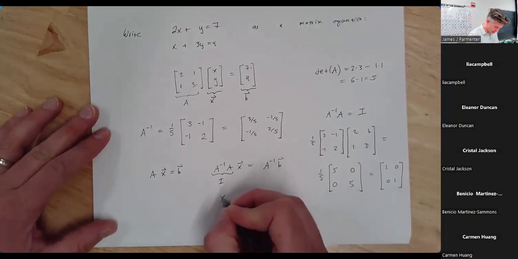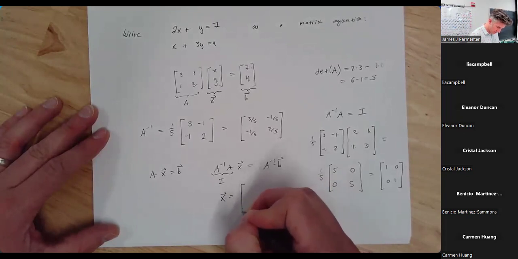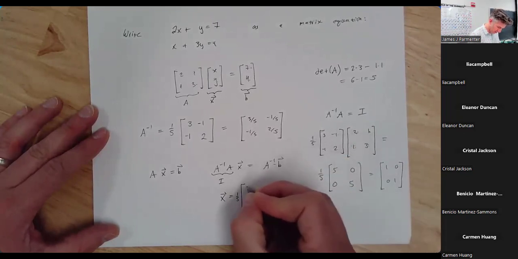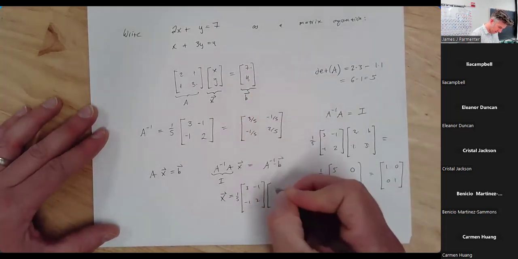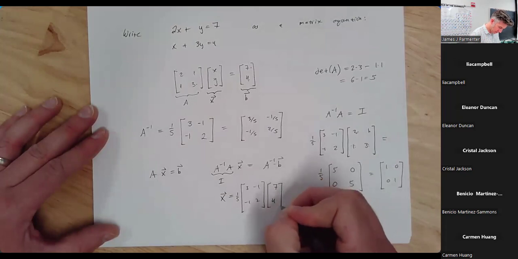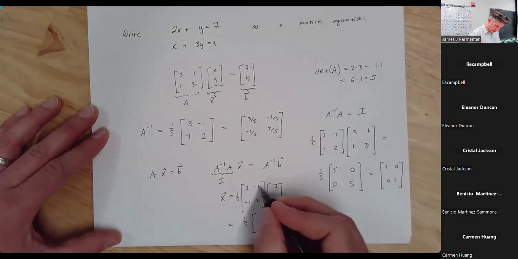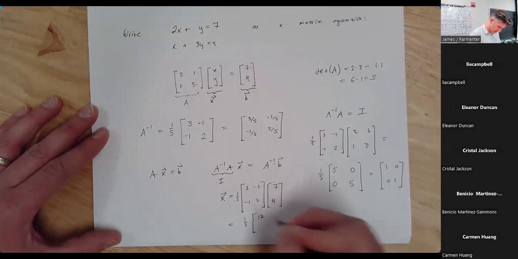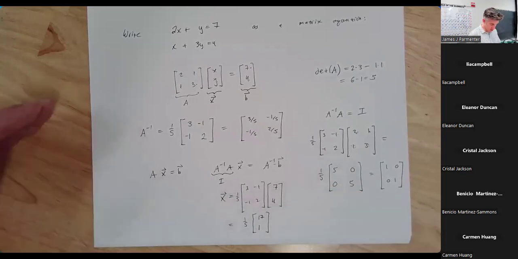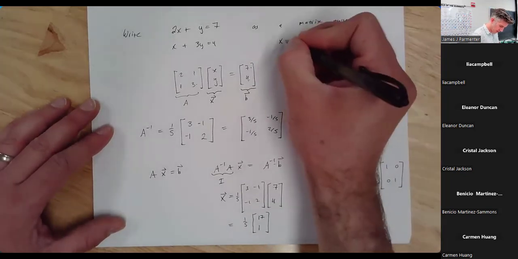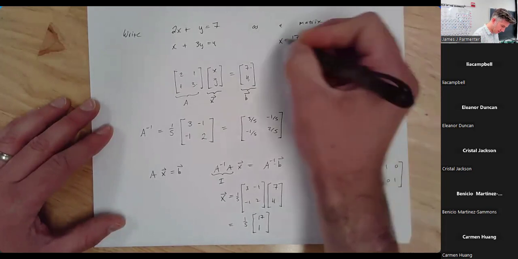So what this tells us is that the solution x is equal to A inverse, which is the matrix 1/5 times 3, -1, -1, 2, multiplied by whatever that vector b is, 7, 4. So we get 1/5 times 3 times 7 plus -1 times 4, which is 21 minus 4, so 17. And then -7 plus 8 is 1. So the solutions to this equation are x equal to 17/5 and y equal to 1/5.